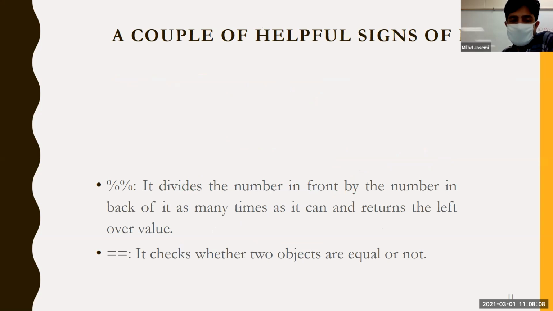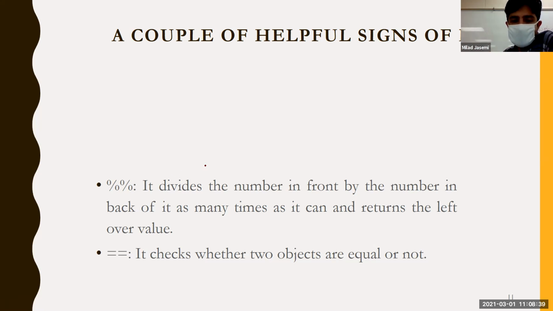If else. This is the remainder, the same way we had it with Java. It divides the number in front by the number in the back of it as many times as it can and returns the leftover value, the remainder. It is just calculated in a simple way. It calculates the remainder. I agree, the explanation should be much better, but since it is a standard explanation, I put it here.